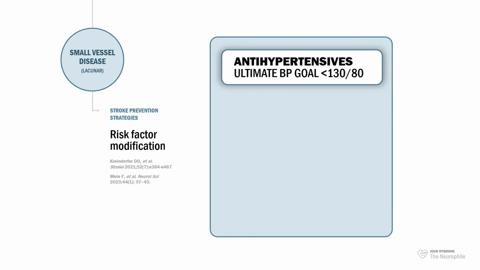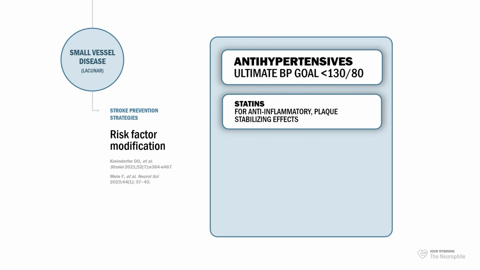Hypertension increases the risk of ischemic stroke by 4 times and hemorrhagic stroke by 9 times. So, first step, adjust the antihypertensive regimen to achieve the long-term blood pressure goal of less than 130/80 millimeters of mercury. Statins also have strong efficacy data, presumably because of their anti-inflammatory and plaque stabilizing effects. Oh, and yes, they also lower cholesterol.